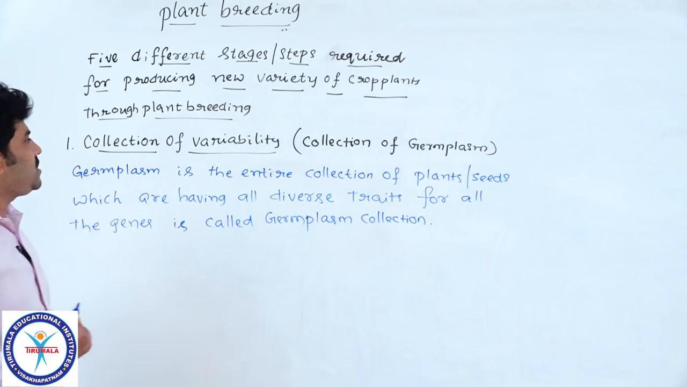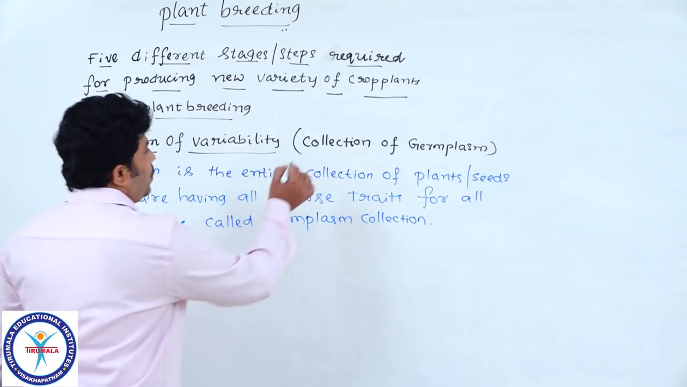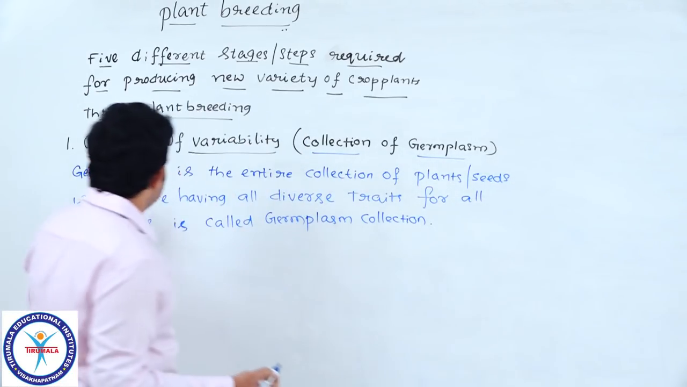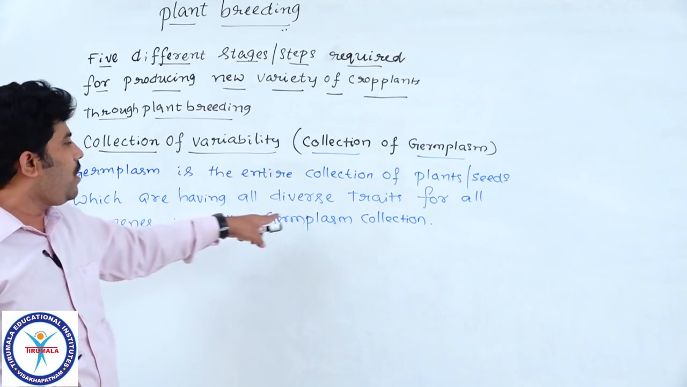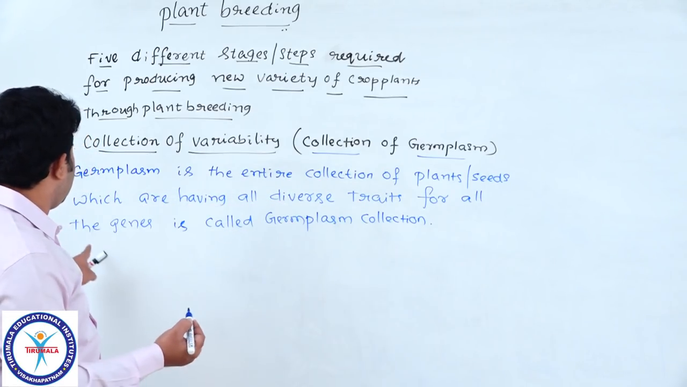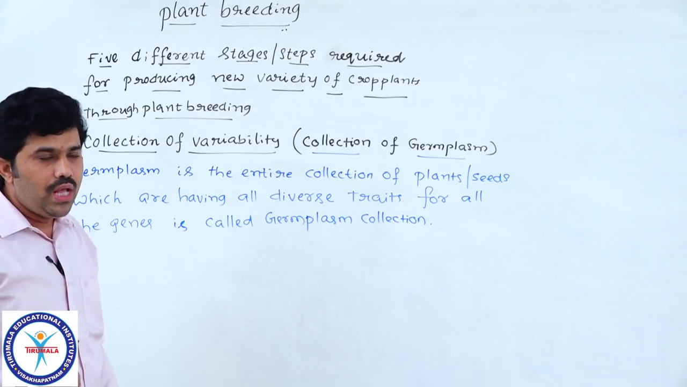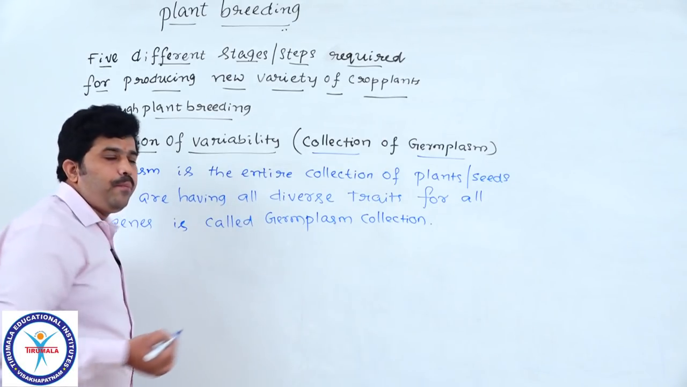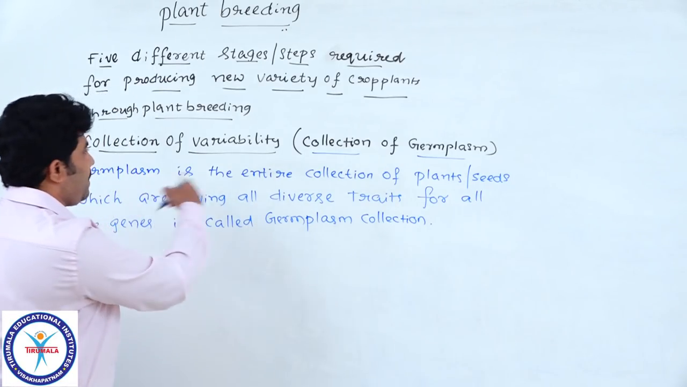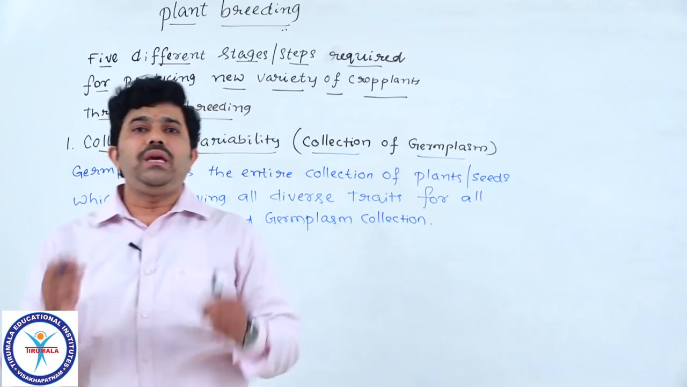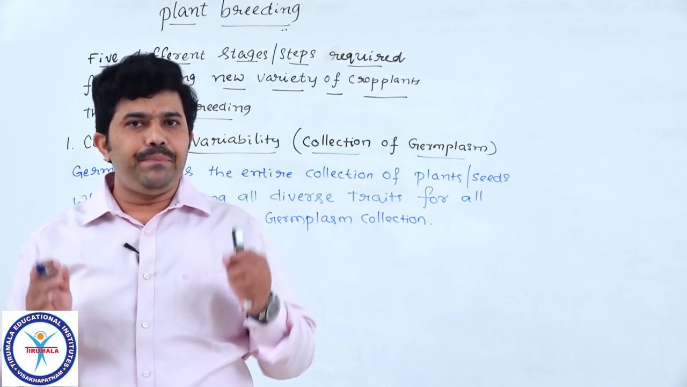What is collection of variability or collection of germplasm? Listen here. Germplasm is the entire collection of plants or seeds which have all diverse traits for all the genes; it is called germplasm collection. Understood? So this is a very, very important step for plant breeding. That is why we call this step the key step or root step.